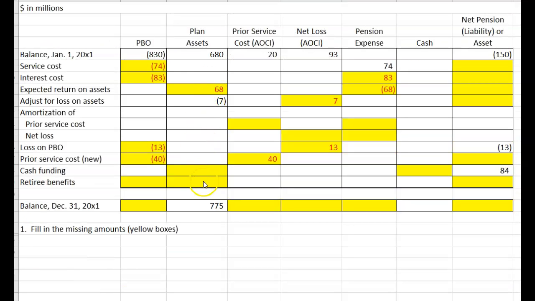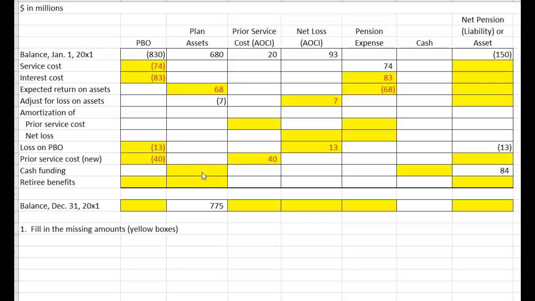So we have a couple more spots to go in the plan asset column. Let's look at the cash funding. The plan assets are increased when the company puts funds into the plan. The worksheet shows that the company funded the plan with $84 million. It shows that in the very last column. Money coming into the plan assets should increase the assets with a debit.